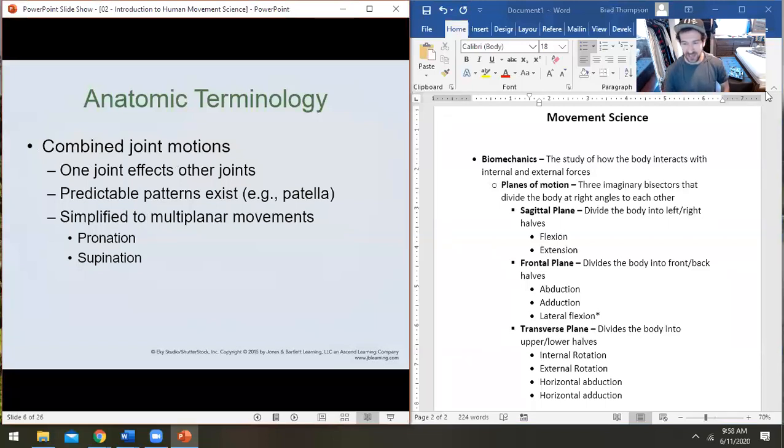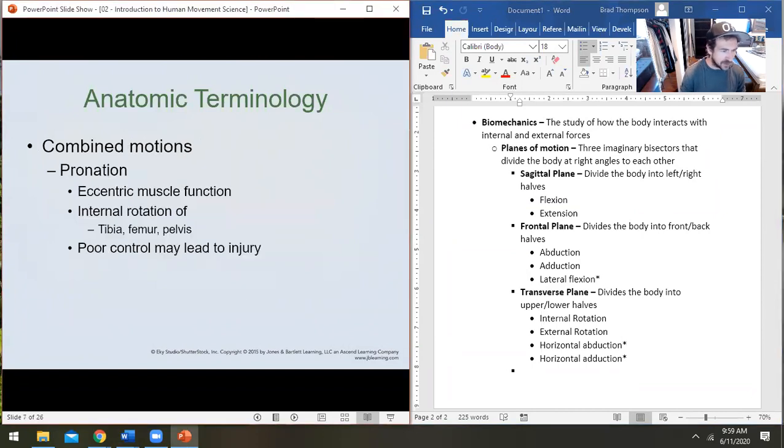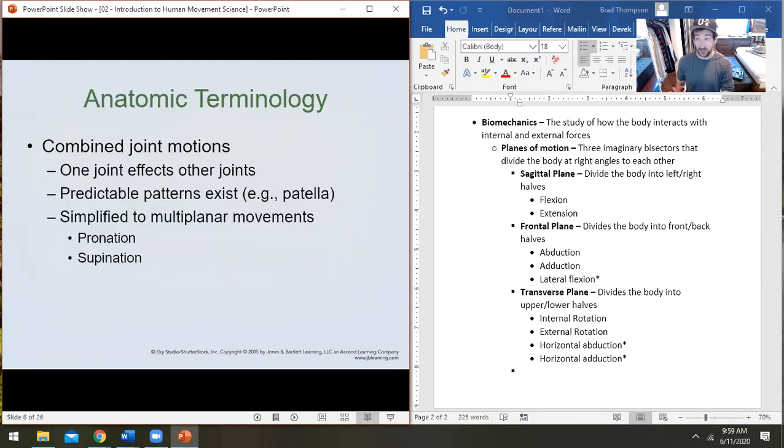Then we got a few special ones, right? We have our combined joint actions. Actually, hold on. Asterisk, asterisk. Which are not particular to any plane, right? So in fact, are we getting scapular motions up here? No, we are not. We're just diving into pronation and supination, which are really important to today's conversation.